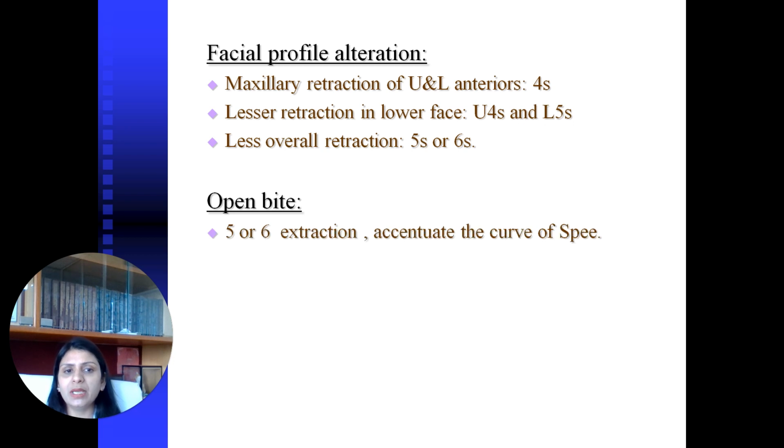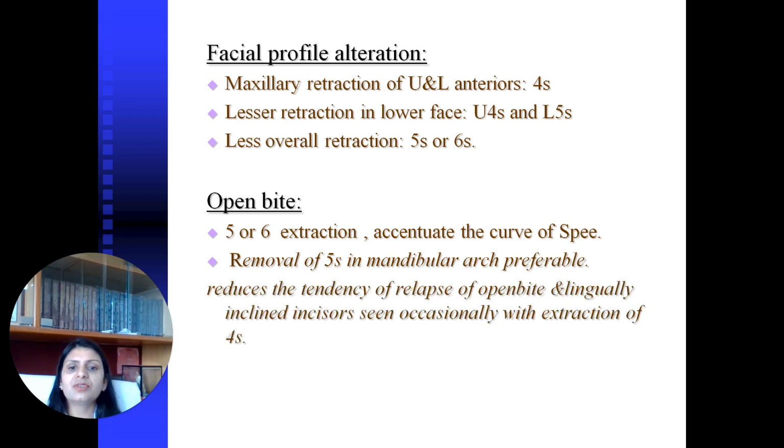And in patients with open bite, since the curve of Spee is leveled, or I must say it is flat, we can go for extraction of 5 or 6. As we extract the most distal tooth, it will help in accentuating the curve of Spee, which is required in an open bite patient. So removal of second premolars in the mandibular arch is preferable for an open bite patient. This reduces the tendency of relapse and lingually inclined incisors, which are seen occasionally with extraction of first premolars.